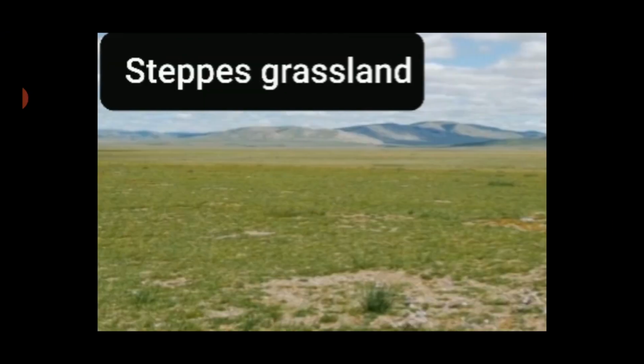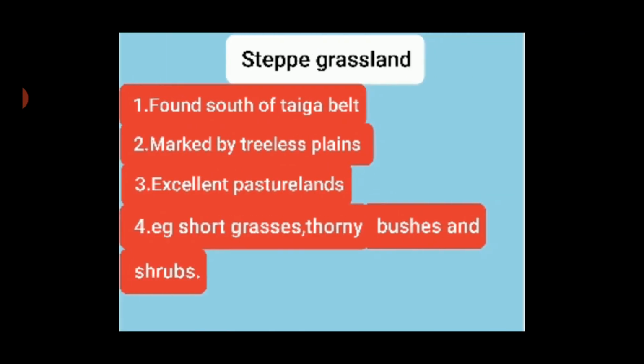Now let's see the steppe grassland. It is found south of the taiga belt and is marked by treeless plains. That means trees are absent, but it makes an excellent pasture land. Examples: short grasses, thorny bushes and shrubs are found.